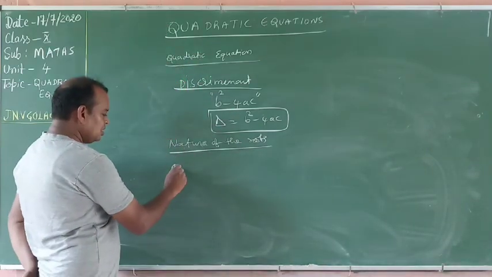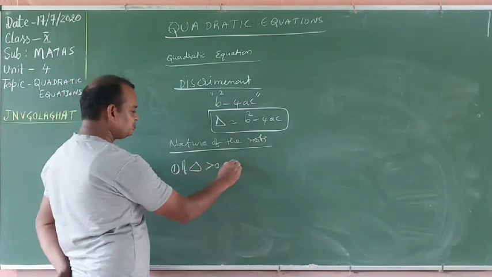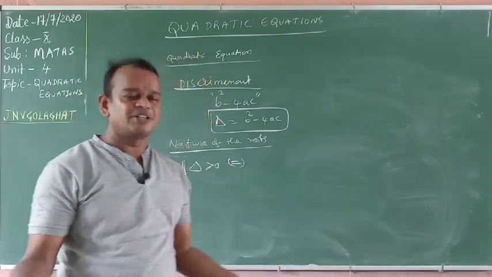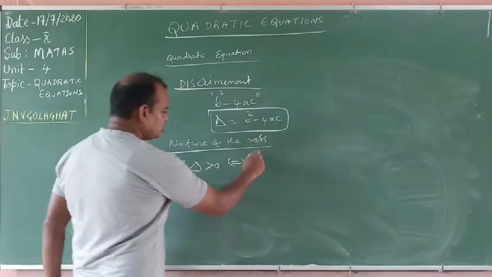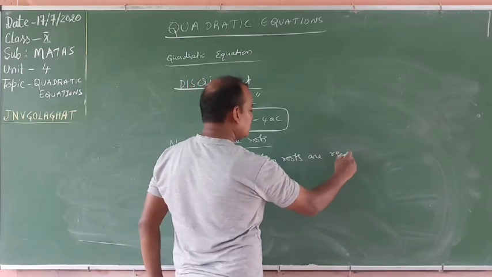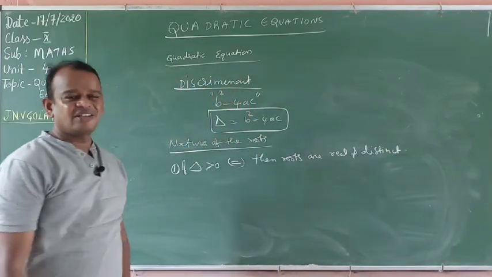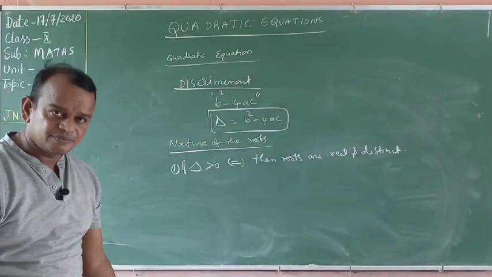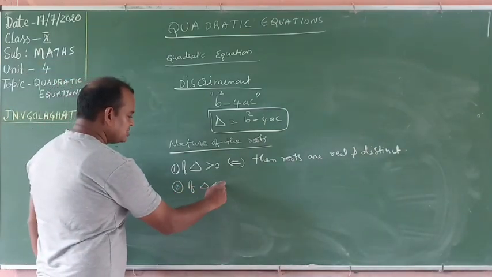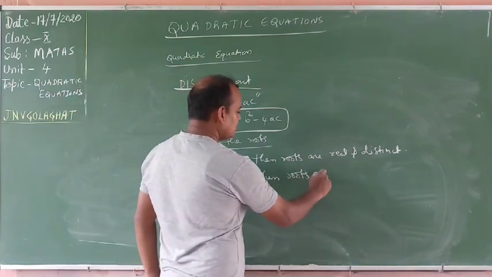Now first, D, delta. If delta is positive, meaning delta is equal to 1, 2, 3, 100, or 2 by 3, whatever it may be, then the roots are real and distinct. Distinct means different. Understand? The roots are real and distinct. If delta is less than 0, then the roots are imaginary.